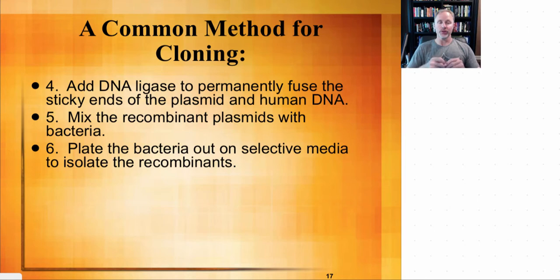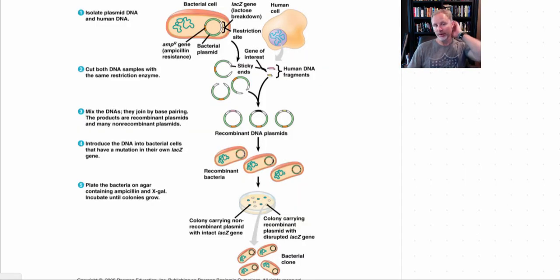Then you can plate this out on some sort of selective media, and then use that to isolate for particular types of recombinants, and there are other things that need to occur. But very generally, what happens is what we've just described.